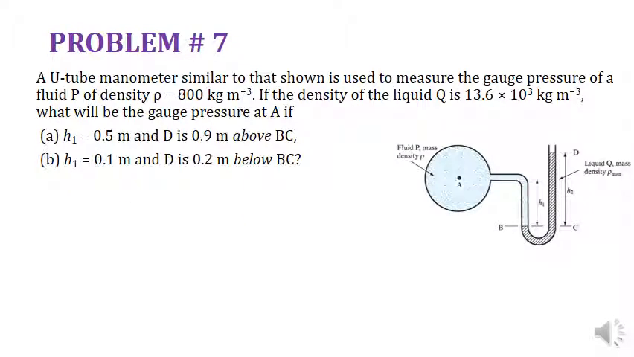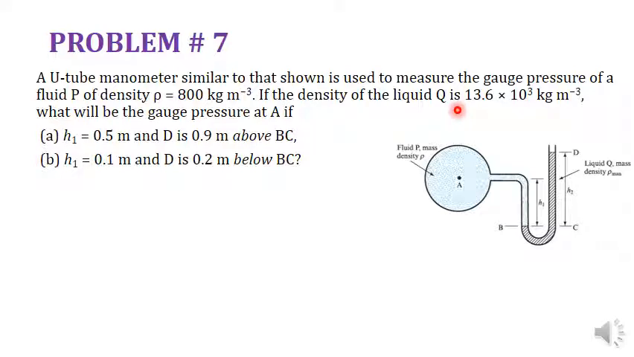Now from problem number 7 onward, we are going to solve systems of different types of manometers. The first problem, problem number 7, is one in which a U-tube manometer, similar to that shown in the figure, is used to measure the gauge pressure of a fluid P of density rho equal to 800 kg per meter cube. The density of that particular fluid is given to you, the fluid that is in the manometer, and it is required to determine the pressure.